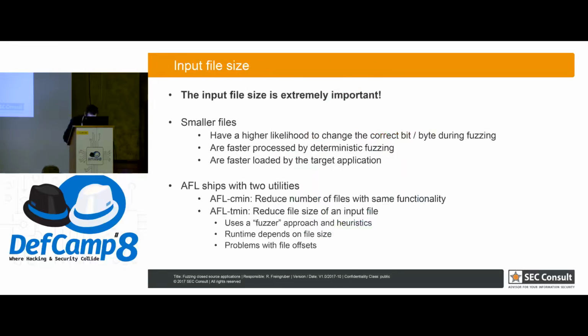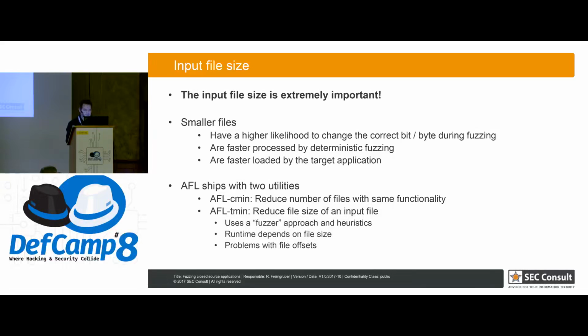The next area in which you can make your fuzzing results better is the input file size. As already mentioned, it's really important that your input file is really small, because smaller files will be processed faster, and the likelihood is much higher that you find the correct byte during fuzzing. And I already mentioned two scripts here, which are afl-cmin and afl-tmin.